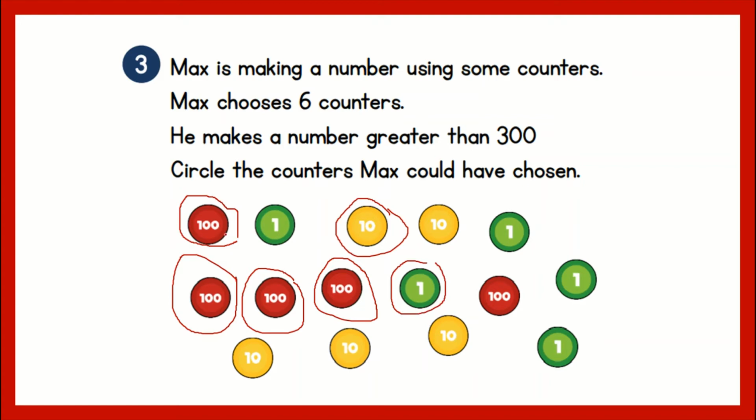So I've got 4 100s, 1 10, and 1 1. So my answer is 411, and that is bigger than 300, so I am right. Check your answer to see if it is bigger than 300.